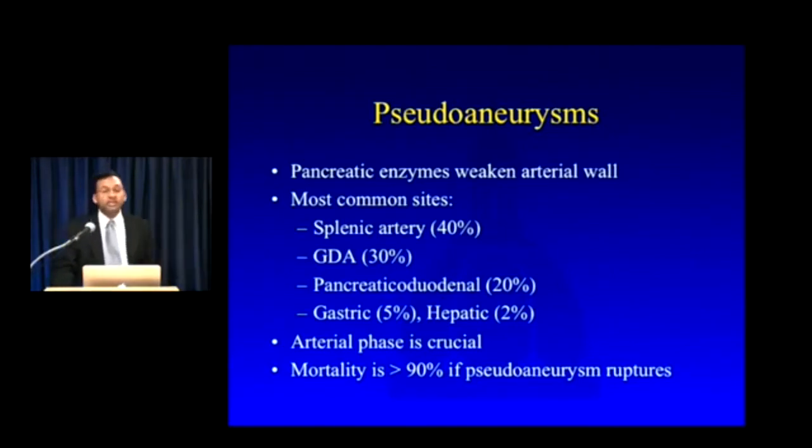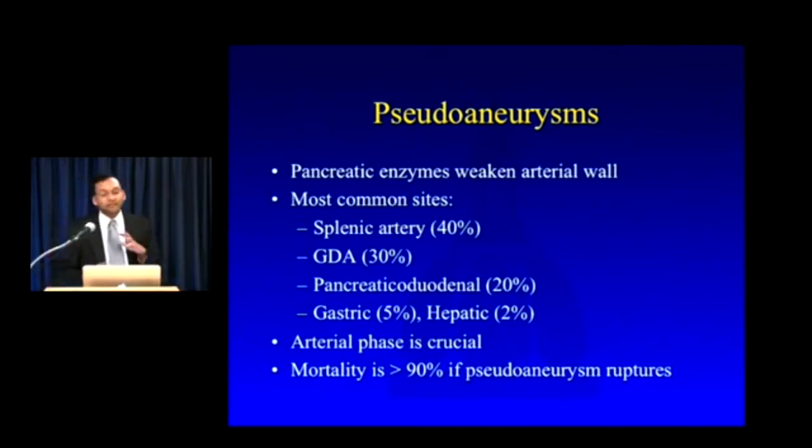Now, these occur because the pancreatic enzymes leaking out into the interstitium weaken the arterial wall, and you get formation of pseudoaneurysms. As with the venous side, it's the splenic artery that's the most commonly affected, but any vessel can be involved, and the second and third most common vessels are the GDA and the pancreaticoduodenal arcade. But any vessel can be involved, so it is important to look at everything.